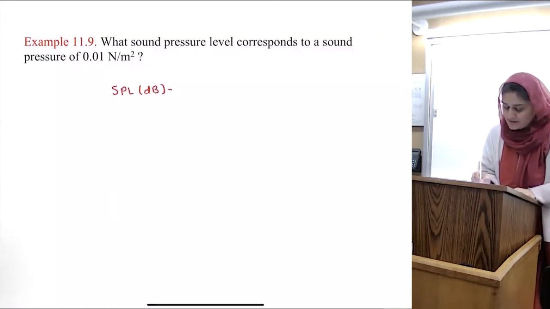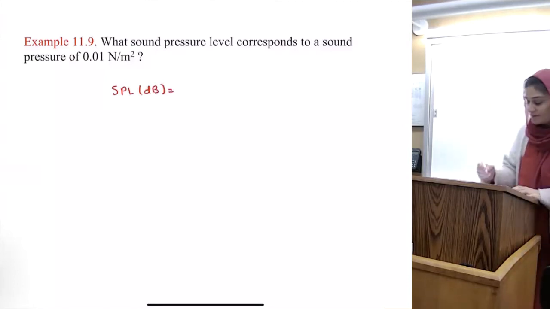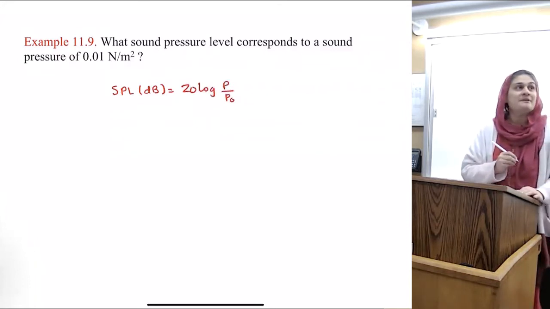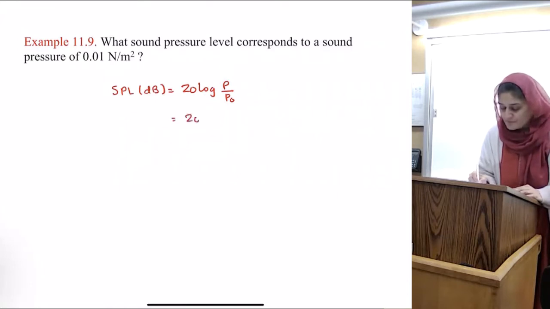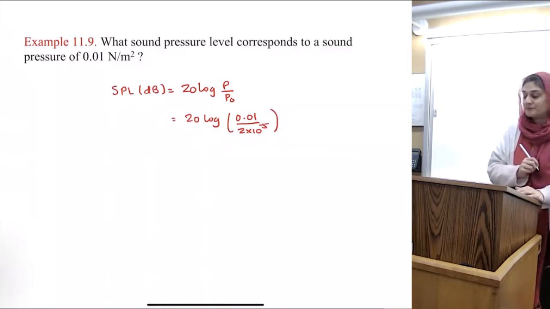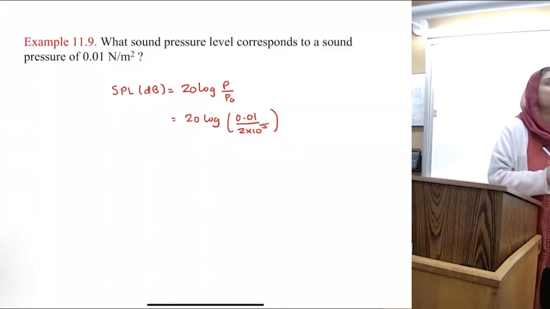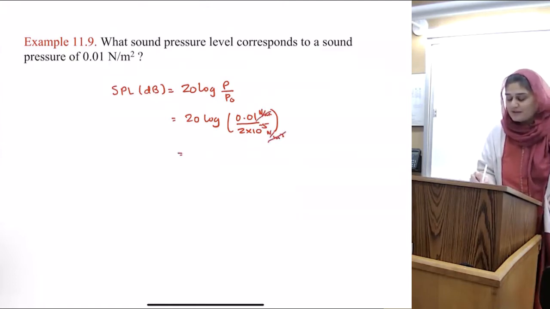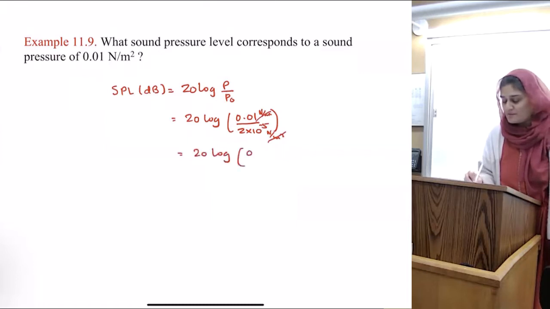SPL dB is 20 log of P over P0. What is the P given? 0.01 divided by P0, which was 2 times 10 to the minus 5. Right? That was what it was given, newtons per meter squared for both of them. So newtons per meter squared, newtons per meter squared, these will get canceled with each other. I am left with 20 log of 0.01 divided by 2 times 10 to the minus 5.